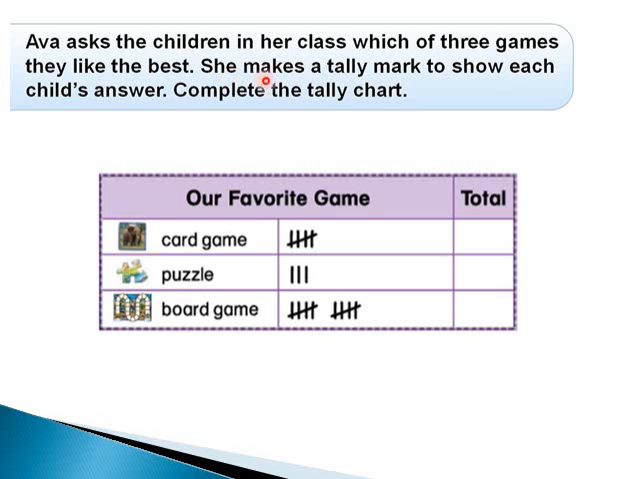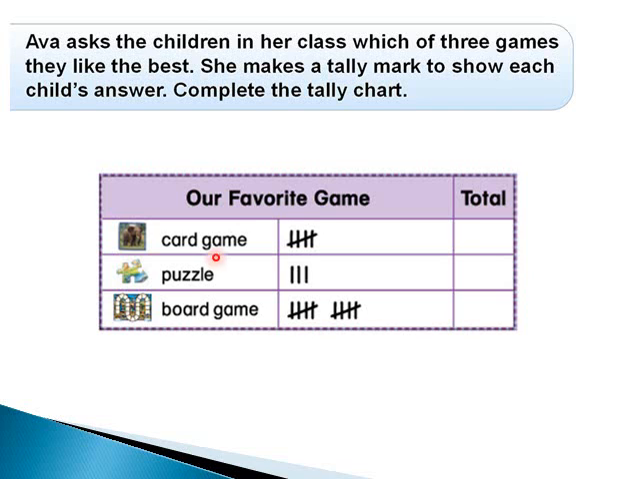Okay. She makes a tally mark to show each child's answer. Complete the tally chart. So when a student says he likes card games best, the teacher puts a mark. If a student likes puzzles, the teacher puts a mark. So the teacher puts a mark for each student in front of his or her favorite game. Now we want to count the total.